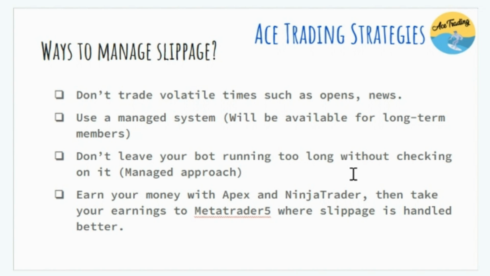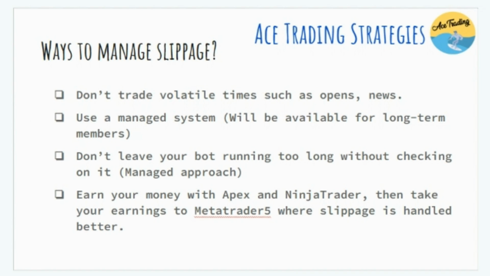And then the end goal is to earn your money with Apex and NinjaTrader, and then take part of your earnings and take them over to a personal account in MetaTrader where slippage is handled better. I have no trouble with slippage at all with MetaTrader, and I've been trading them for a number of years. I'm using my personal accounts. They just have different ways to handle it.